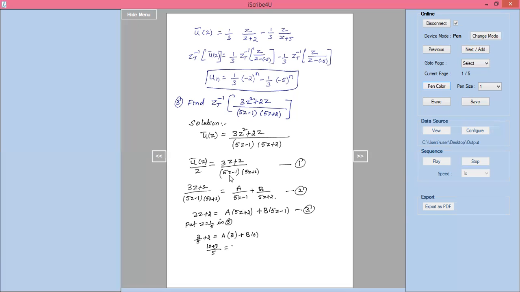Now we will write a equal to 13 divided by 15. This is the value of a. A is nothing but 13 divided by 15. Next, similarly, put z equal to minus 2 by 5 in equation number 3. We'll get the a term becoming 0, and the b term remains.